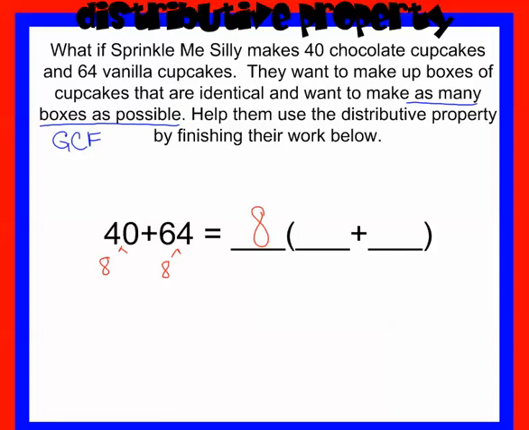I know that 8 times 5 gives me 40, so I'm going to put that 5 right here. And I know that 8 times 8 gives me 64, so I'll put that 8 right here. And I can check my work by going back and saying 8 times 5, that is 40. And 8 times 8 is 64, and that matches up with the numbers we originally started with in the story, so this statement checks out.